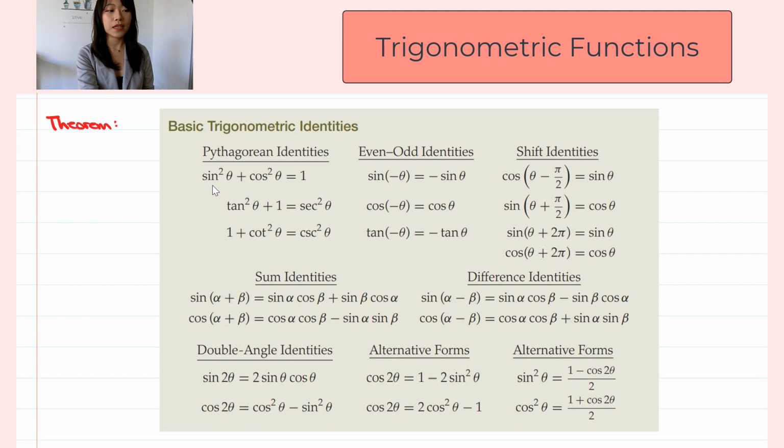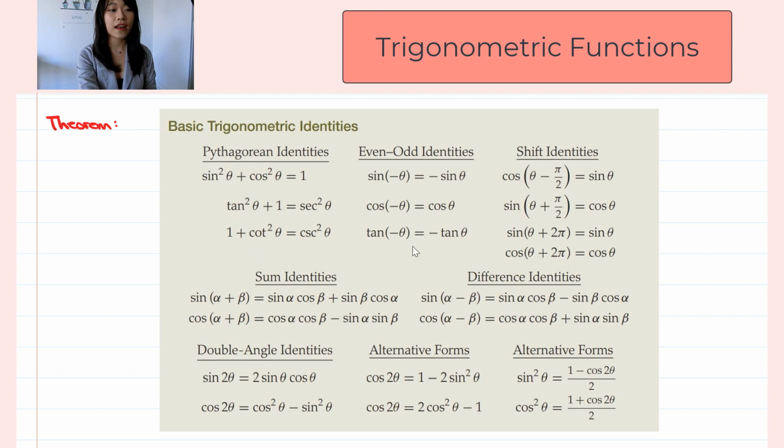Sine theta is opposite divided by hypotenuse, and cosine theta is adjacent divided by hypotenuse. So if we take the square of them and add them up, then we have opposite squared plus adjacent squared divided by hypotenuse squared. And using the Pythagorean theorem, adjacent squared plus opposite squared equals hypotenuse squared. So this ratio equals 1. Similarly, you can prove the other 2 identities using the Pythagorean theorem. So we have tangent squared plus 1 equals secant squared, and 1 plus cotangent squared equals cosecant squared.